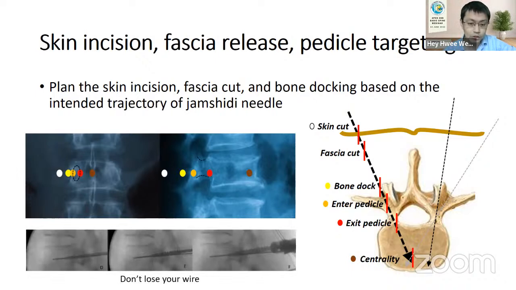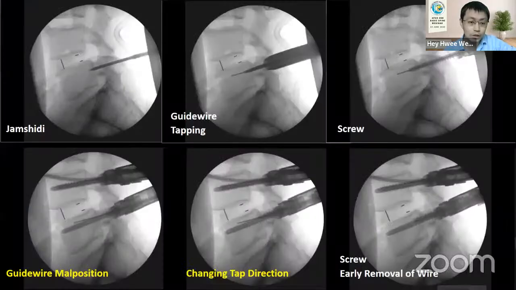This is a sequence of x-rays. Do bear in mind the guide wire is being used. A lot of times, cannulated screws are being used, so you will not tap all the way bicortical, because that will cause the guide wire to go beyond the far cortex, increasing your chance of injuring the large vessels anteriorly. So again, a sequential step: the Jamshidi needle goes in, the tap goes in.